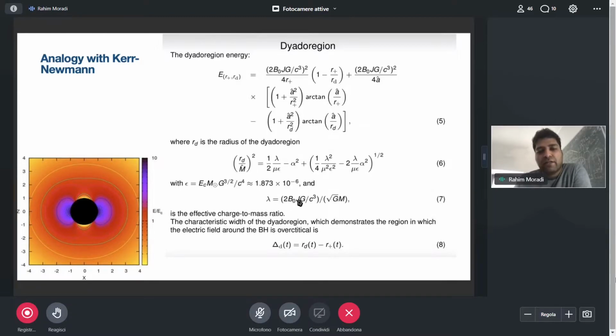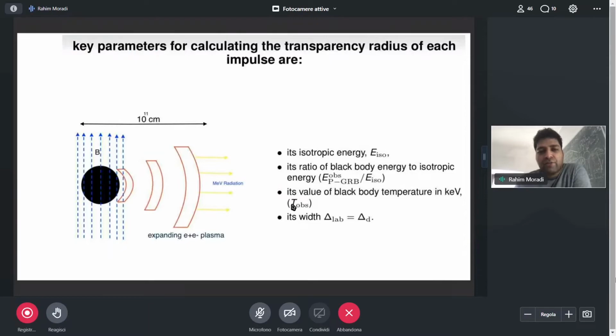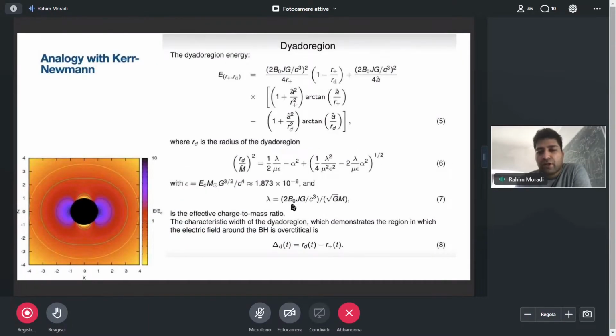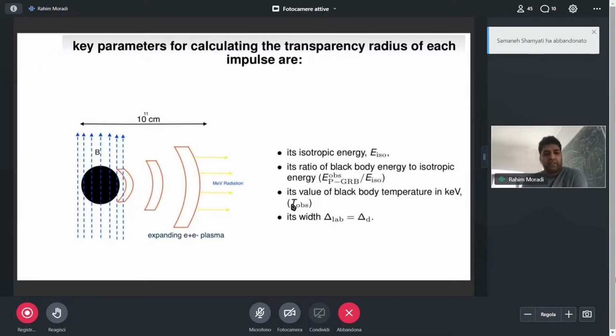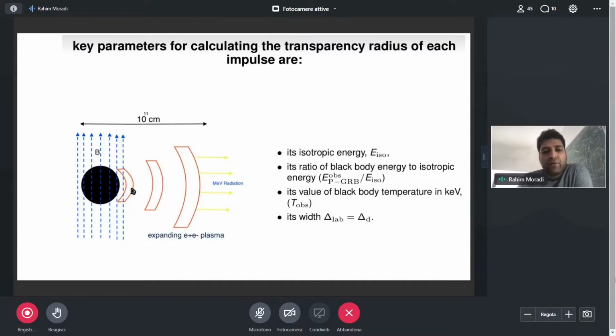B0 is the magnetic field, J is the angular momentum of the black hole, which finally this interaction will give us the effective charge of the black hole. And when we solve this equation, which I will explain later, first we have this e+ e- in the presence of the black hole. It expands, and then at around 10^11 centimeters, we have this radiation.